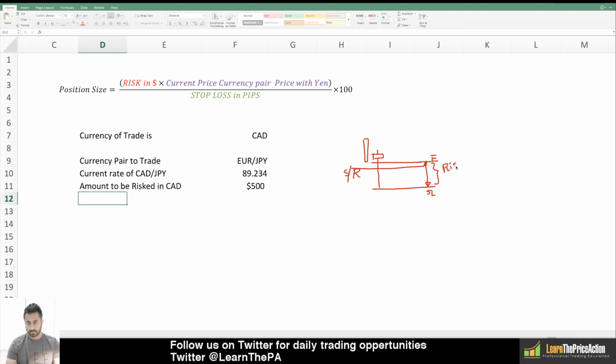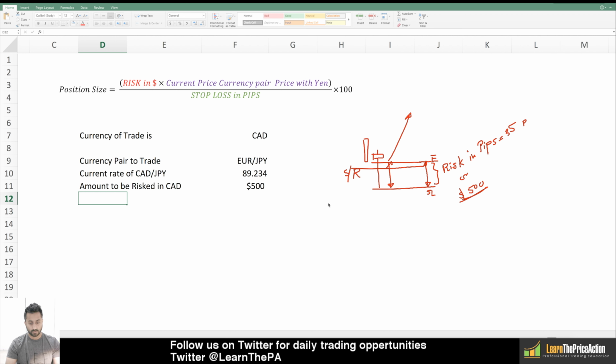That's your risk in pips, which is $500. So that means if this pair does not go this way as you're expecting, the maximum you are willing to lose is $500. Okay, and let's say the risk in pips for this thing is, let's say, 35 pips.